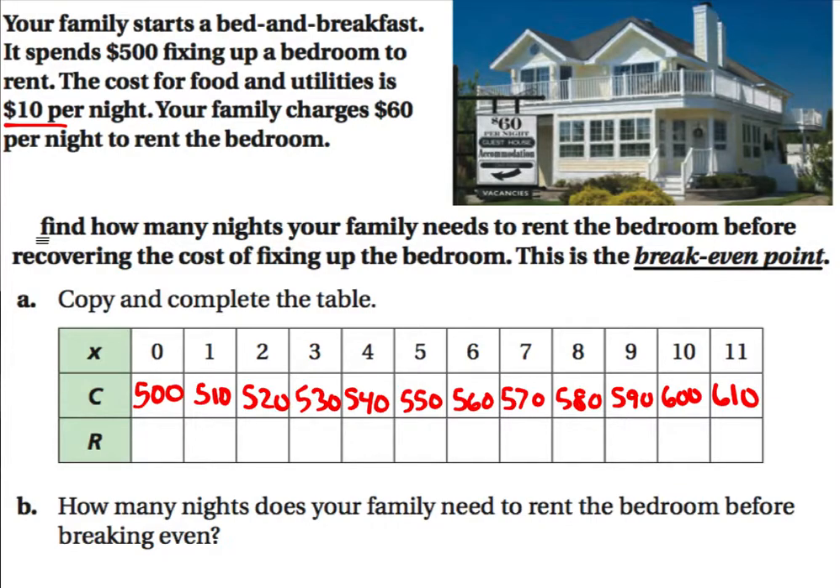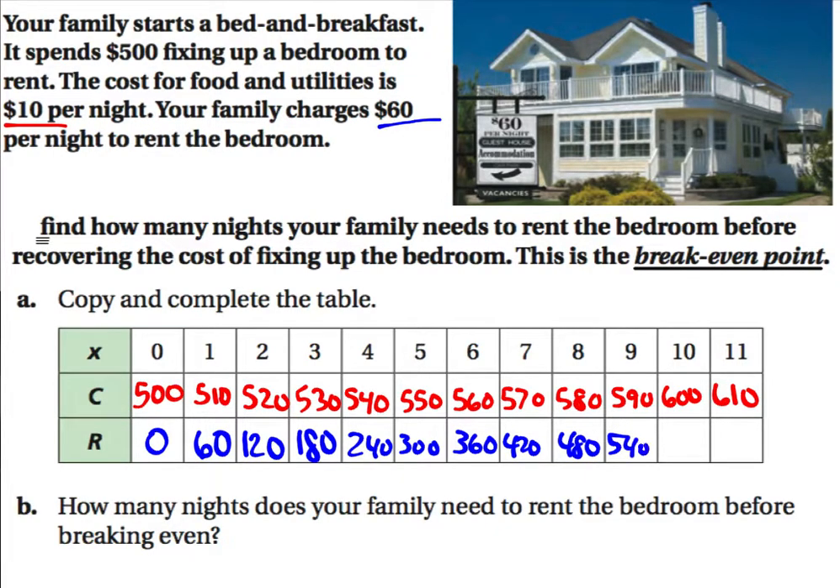Now when we rent it out, it is going to be rented out for $60 per night. When we have rented it out 0 nights, it's going to earn us $0. If we rent it out for one night, it's $60. 2 nights is going to be $120, 3 nights $180, and it just goes up by $60 from there. I'll just quickly get the table filled in, going up $60 every day. This would be $540, $600, and $660.